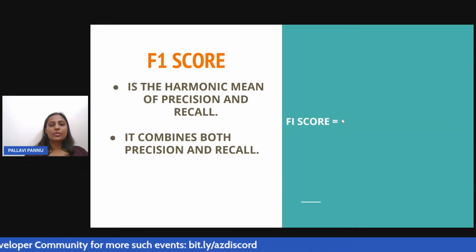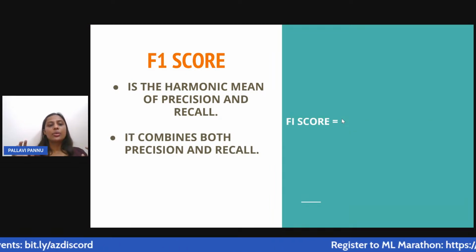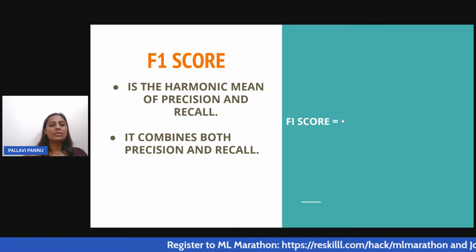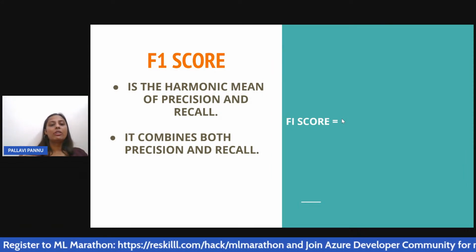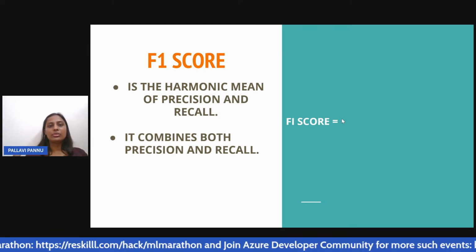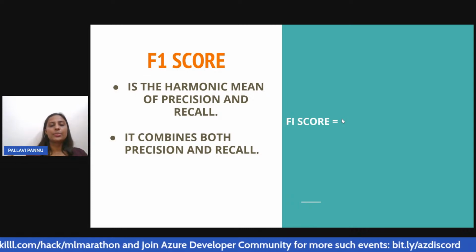Next is the F1 score. So we have precision and we have recall. Then they said, okay, you have precision and you have recall, let's combine both. So the combination is the F1 score. The F1 score is the harmonic mean of precision and recall, so it combines both.